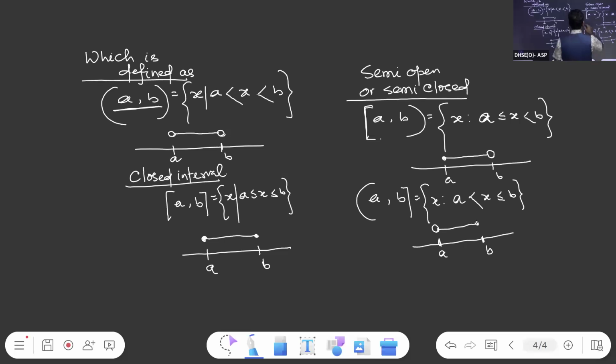Okay. I hope it is clear to you. Is it clear? Write in the chat box. Interval clear?